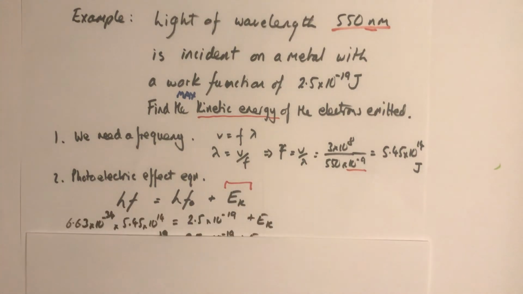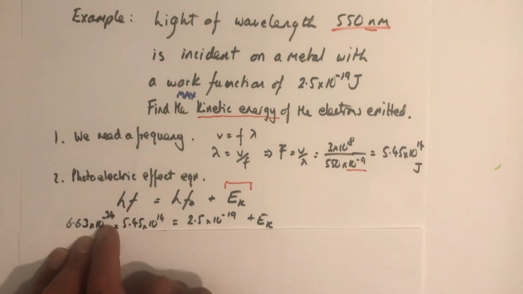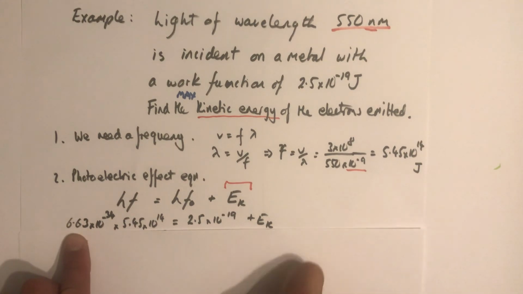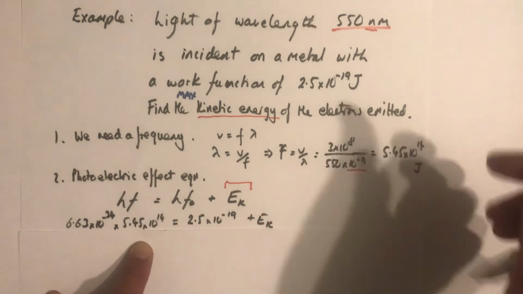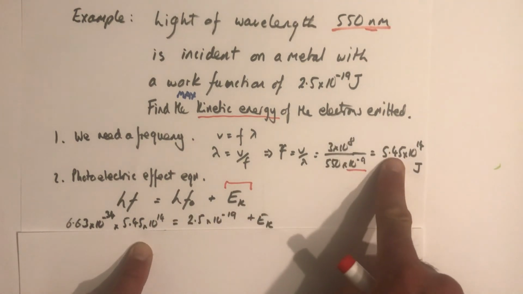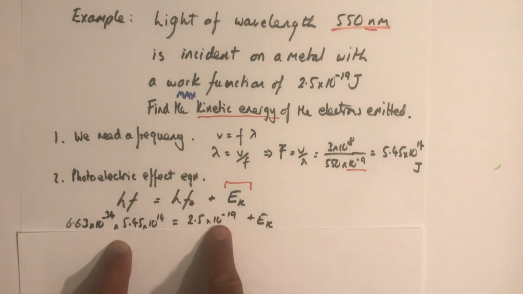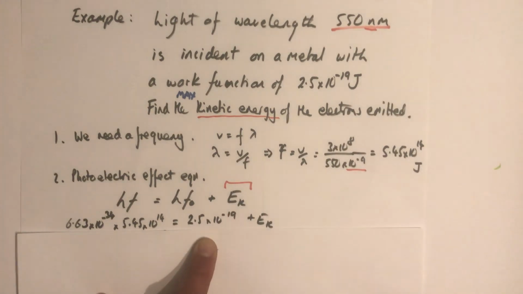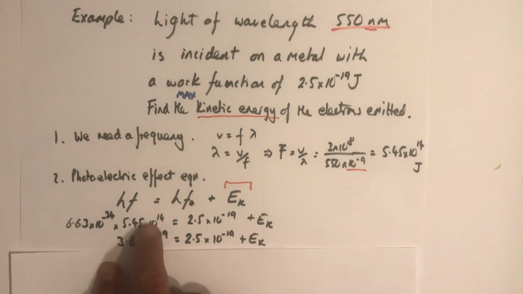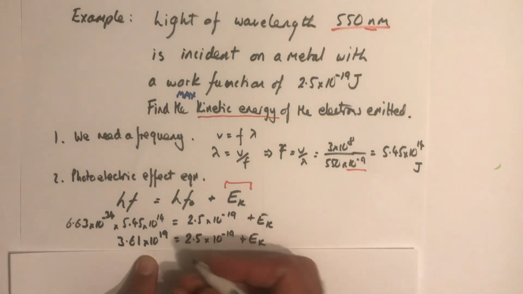Right then, so let's substitute in. Planck's constant, here I've had to use Planck's constant from the book, 6.63 times 10 to the minus 34, times my frequency from there. That's my photon energy, the energy the photon brought in. The work function I've been given in the question is 2.5 times 10 to the minus 19, and this is what we're looking for. So on the next line, if you work that out, you get 3.61 times 10 to the minus 19. Spot the deliberate mistake.